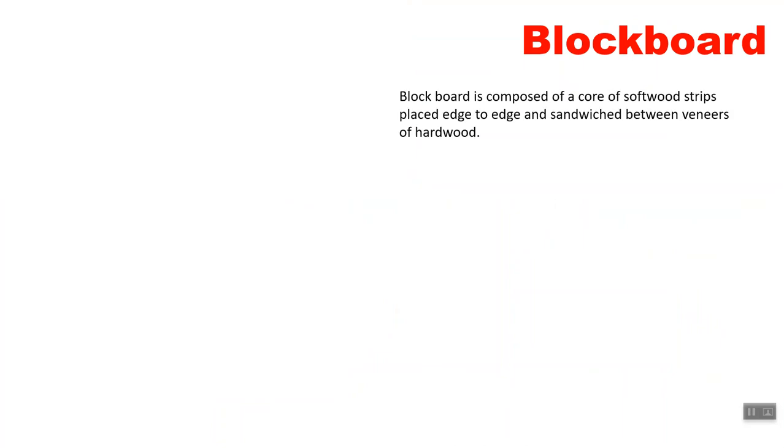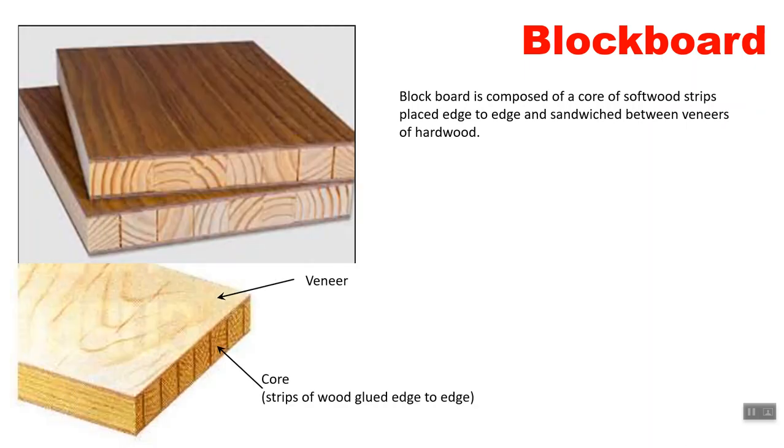The last man-made board we're going to see is blockboard. Blockboard is composed of a core of softwood strips placed edge to edge and sandwiched between veneers of hardwood. What does it mean? That there are strips of wood which are put side by side and glued together, and they are covered on the top surface and bottom with a veneer of hardwood just to make a solid board.